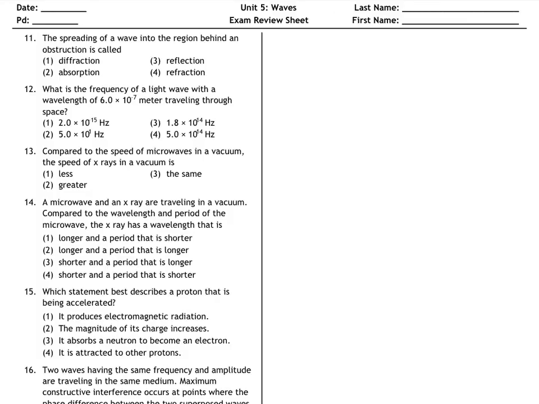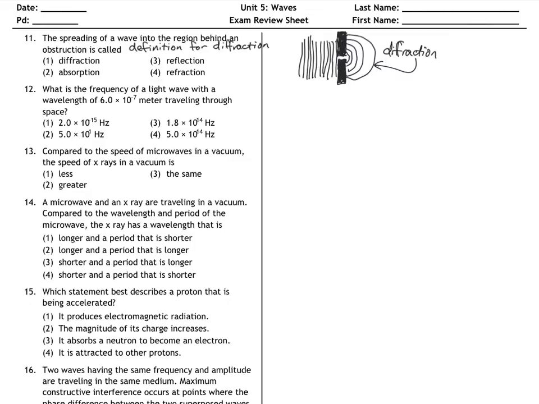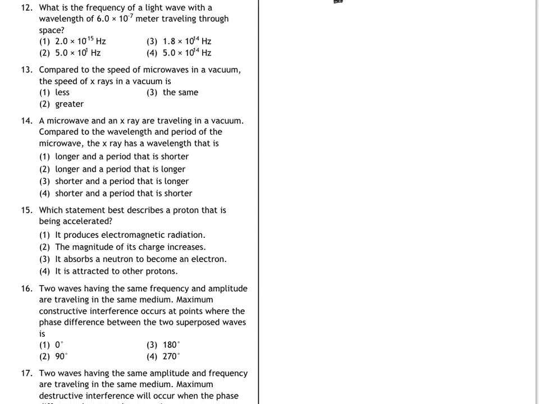In number 11, we're asked basically a definition for the spreading of a wave into the region behind an obstruction is called. So that's the definition for something called diffraction. And of course it looks like that. In number 12, we're asked, what is the frequency of a light wave with a wavelength of 6 by 10 to the negative 7 meter traveling through space?